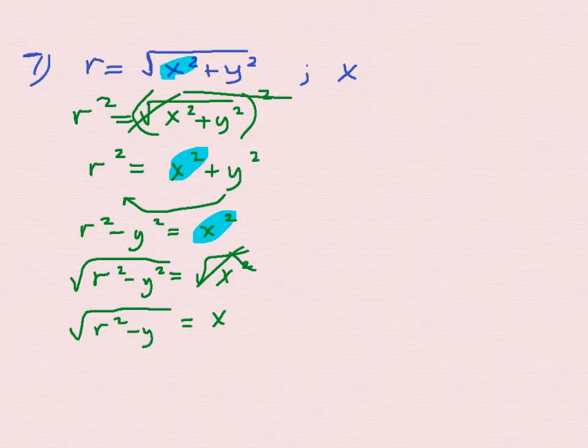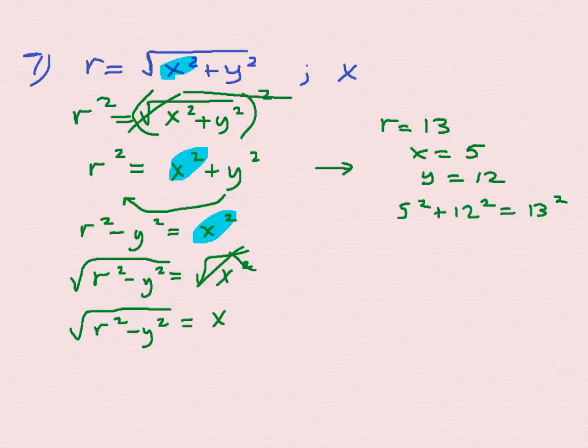exactly as written. To prove that to you, I have to show you some numbers. Let's just say we knew that r was equal to 13, x is equal to 5, y is equal to 12. What's the proof? 5 squared plus 12 squared equals 13 squared. 25 plus 144 equals 169. That's a true statement.